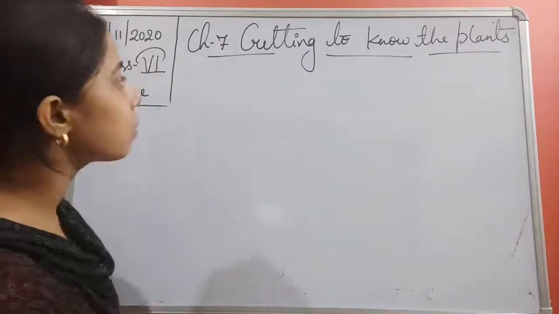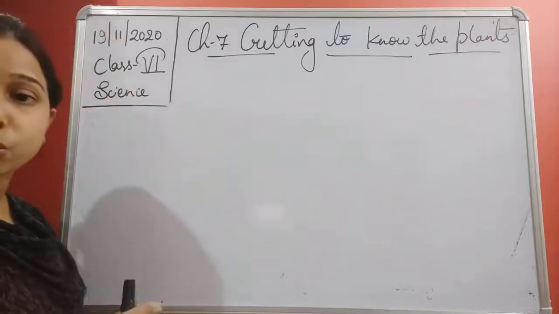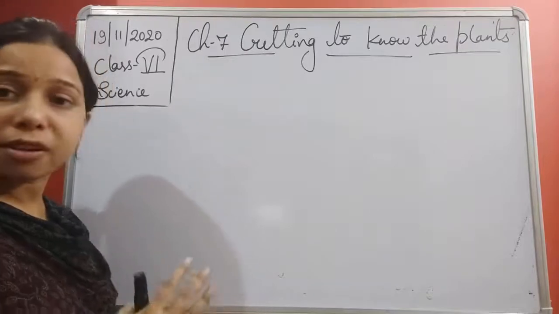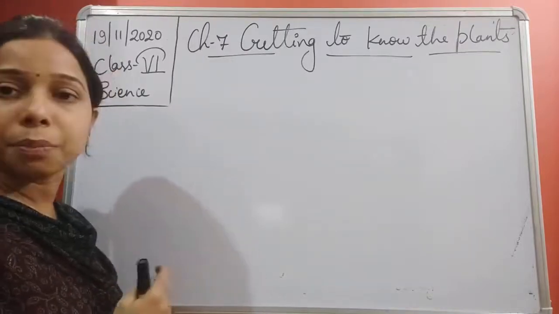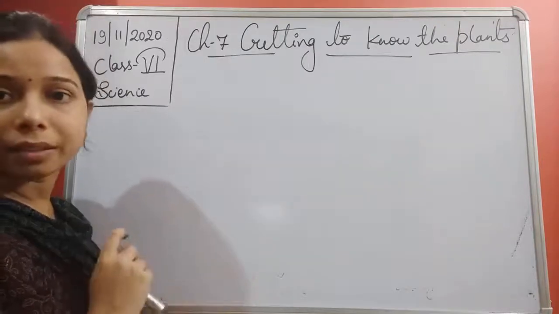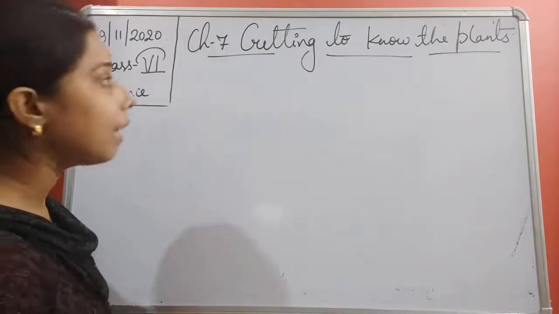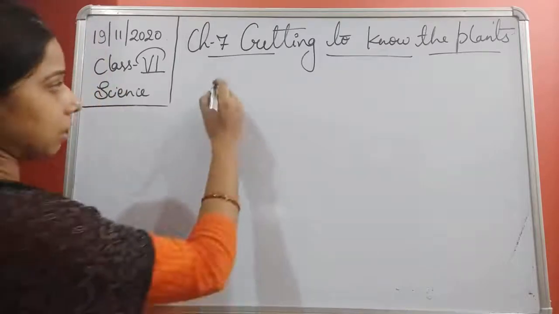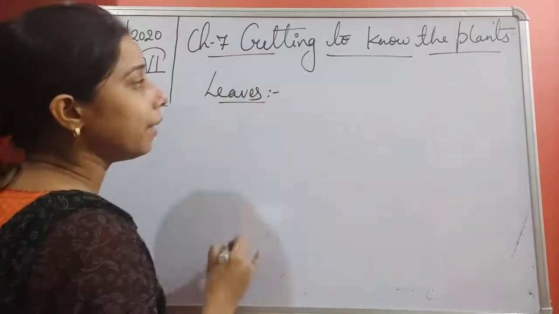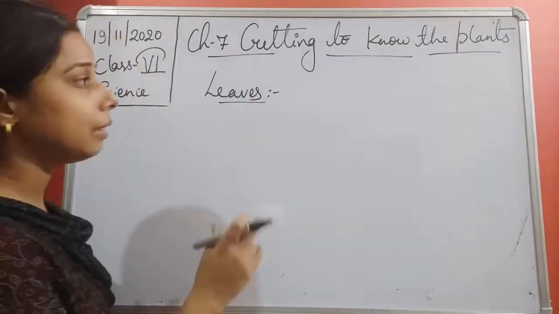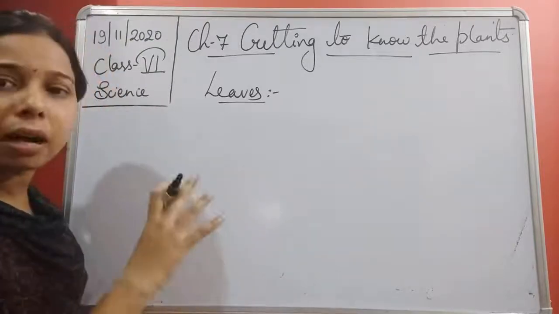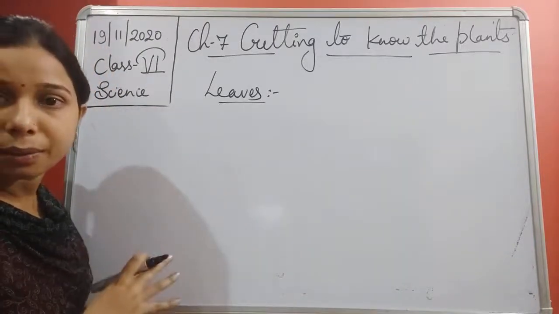In the last class, students, we were talking about the leaves of the plant. We discussed what the different functions of the leaves are, why leaves are important to us, and what the different processes performed by the leaves are. We also discussed that leaves consist of a different kind of arrangement of veins.